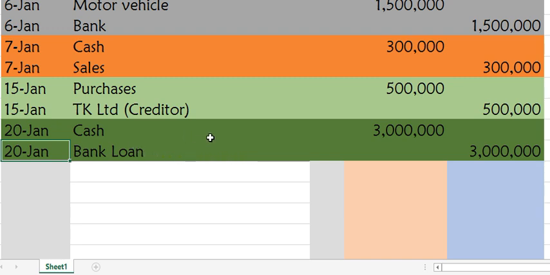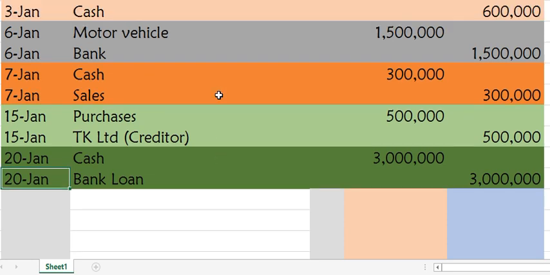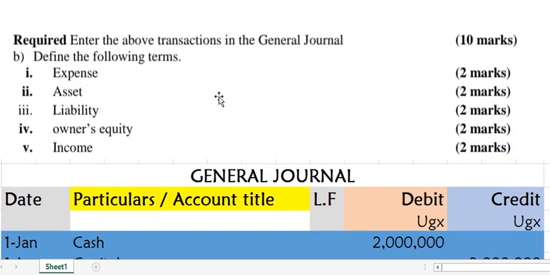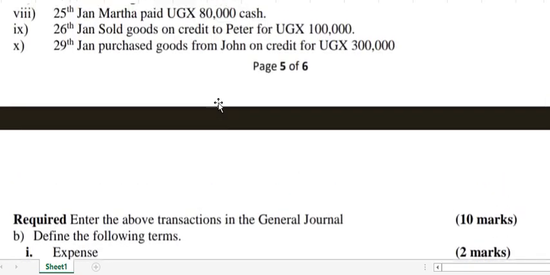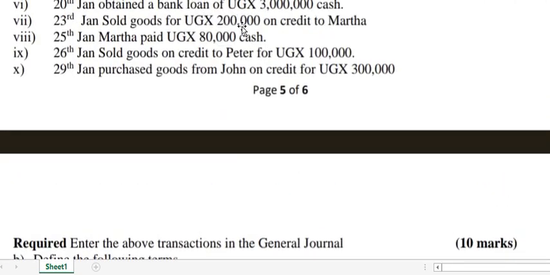We are going to see what assets are. We are going to see what liabilities are. We are going to see what expenses are, as well as incomes, because that is part B of the question. So I'll try to explain that. Then after 20th, we move to 23rd.